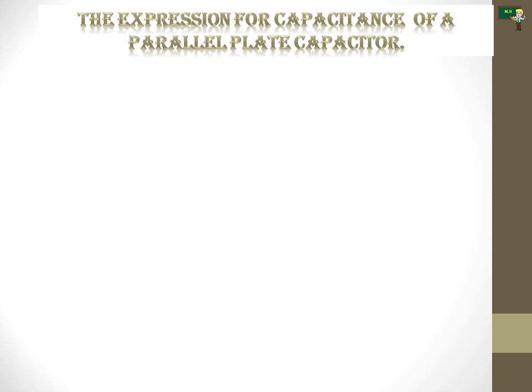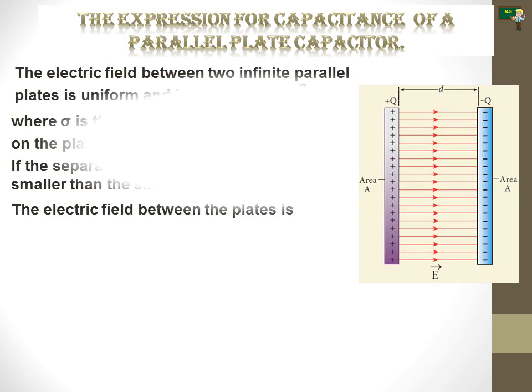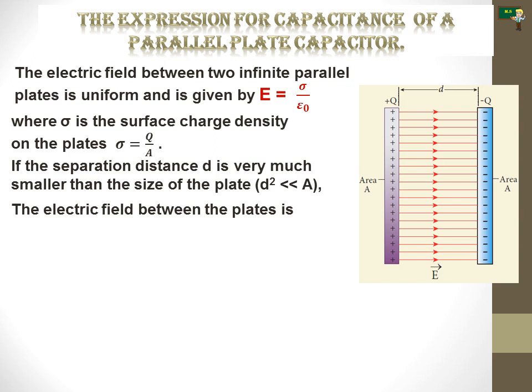Let's move to the expression for the capacitance of a parallel plate capacitor. Now consider a capacitor with two parallel plates, each of cross sectional area A, and they are separated by a distance d. You can see all these things in the picture.